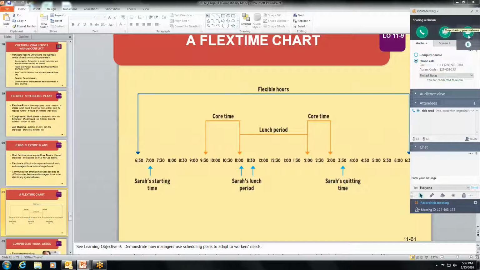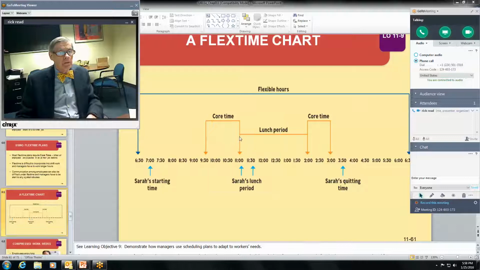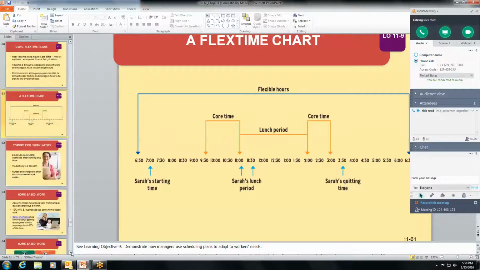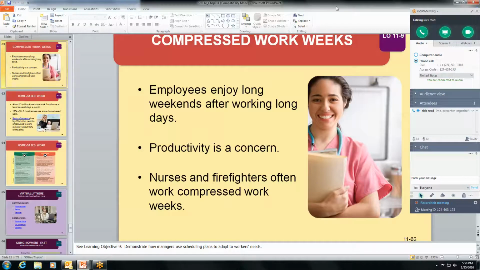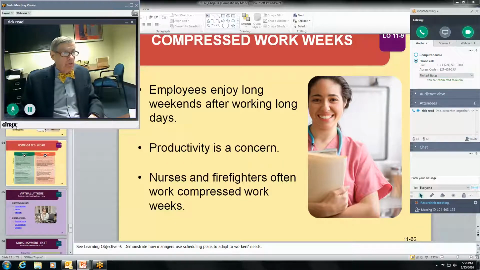Compressed work weeks. The most popular ones are 3 12-hour days, and a person would be off for 4 days. There are also 4 10-hour days. We also know about telecommuting. This is home-based work. 13 million Americans work from home.